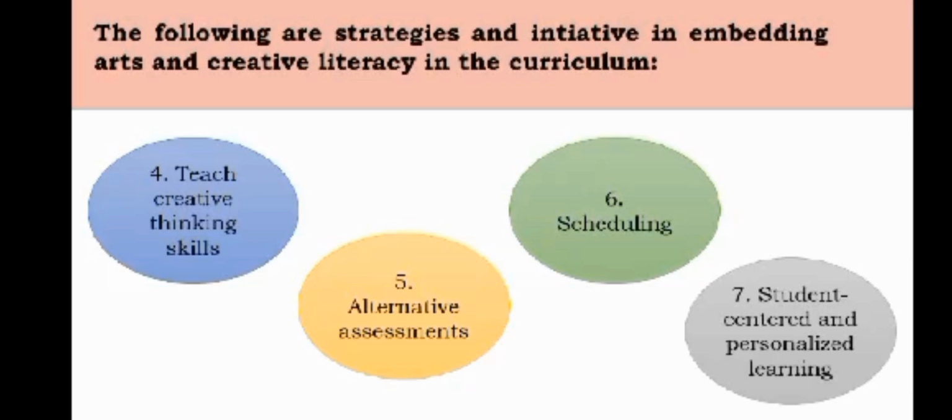Number 6, scheduling. Project-based curriculum and performance-based assessment require adequate time. The most effective learning and teaching will take place when you create smaller learning communities. For example, teachers with expertise in various disciplines who work with the same group of students all day, every day. Number 7, student-centered and personalized learning. It gives students voice and choice as much as possible regarding what they will learn, how they will learn it, and how they will demonstrate what they have learned.